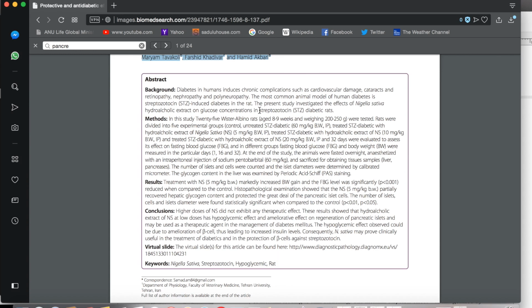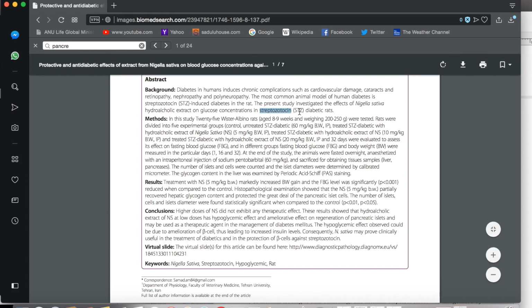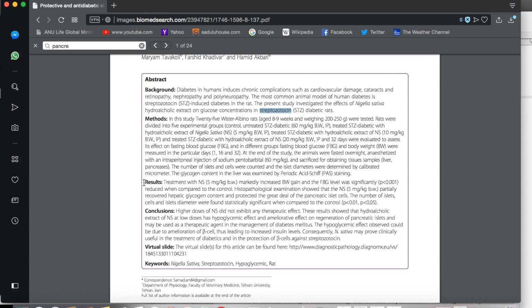So that is the diabetes that is proven to be a mediator and to assist the body in its own healing process, from the studies that I've read, in conjunction with an anti-diabetic eating regimen. And just a quick read, it says treatment with NS, that is the black seed oil, markedly increased body weight gain, and the FBG level was significantly reduced when compared to the control. Histopathological examinations showed that the NS partially recovered hepatic glycogen content and protected a great deal of the pancreatic islet cells. Okay, so all of these are just fancy numbers to show what their results were and how the black seed oil protected the cells of the pancreas in these diabetically induced rats.